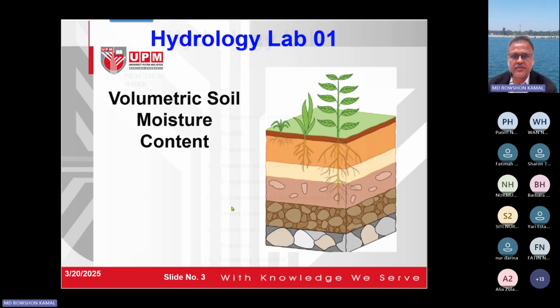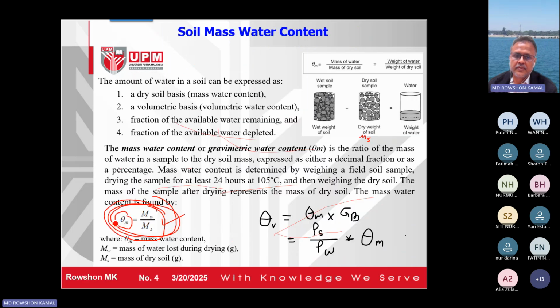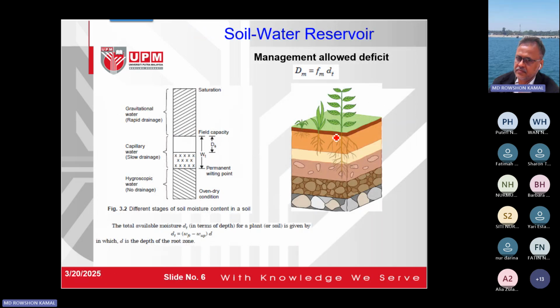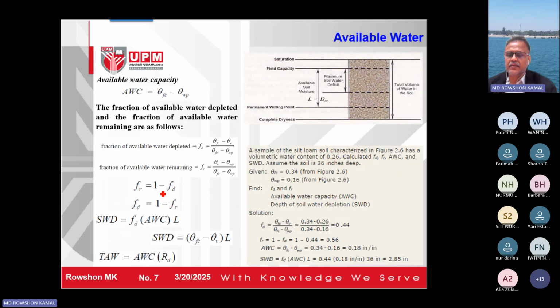Maybe your sensor is theta m, which means weight basis. So if you have this weight basis sensor, you get the theta m, then you use this equation to convert to theta b, then come to here and use d. So d is the depth of water. Once you know the depth of water, then you can find volumetric.